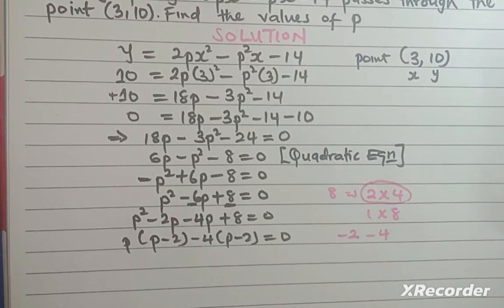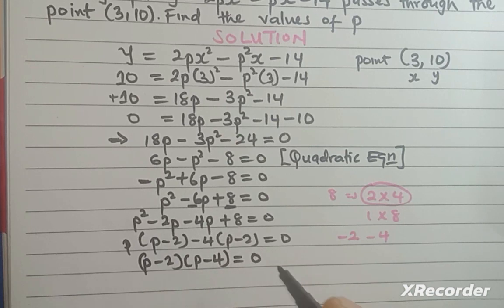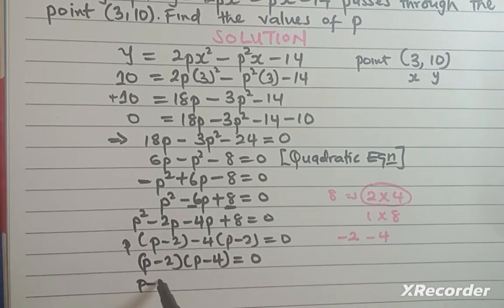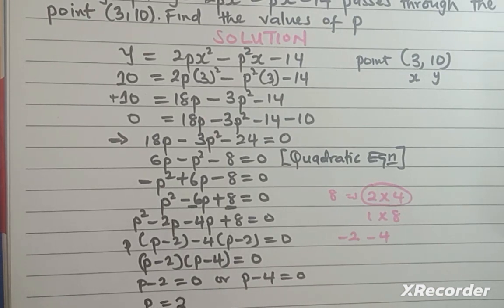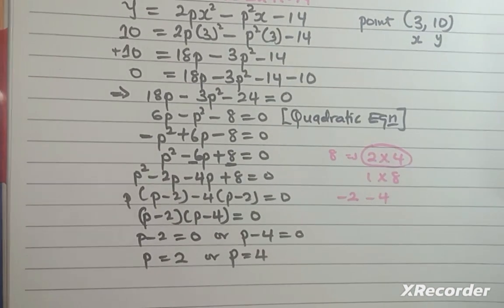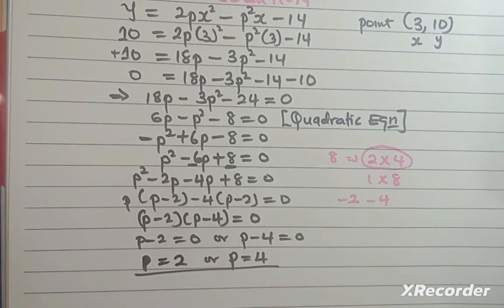And then solving further, we have p minus 2 into p minus 4 equal to 0. Now this means p minus 2 equals 0 or p minus 4 equals 0. Then we have p equals 2 or p equals 4. So these are the values of p that will satisfy the given graph.